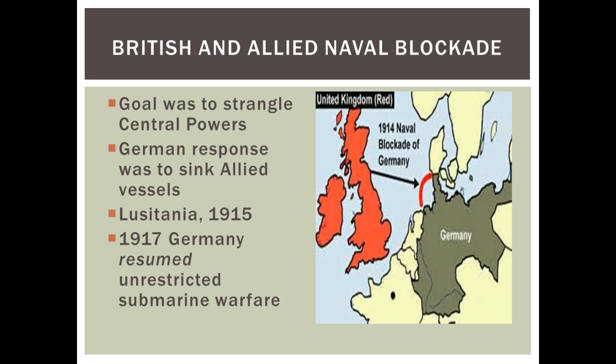What weapon does Germany have in its arsenal that we talked about with weapon technology that you think it's going to counter this blockade with? U-boat, yep, submarines, there we go. And so Germany is going to respond by sinking Allied vessels. This is called unrestricted submarine warfare. We've talked about this before.